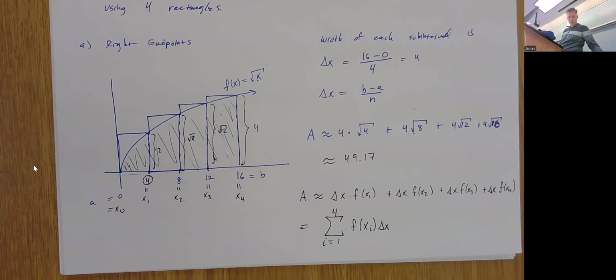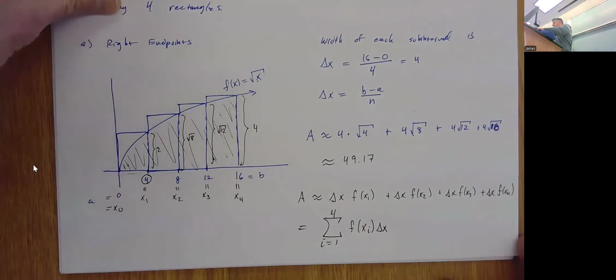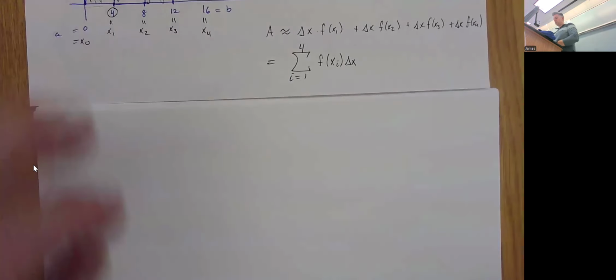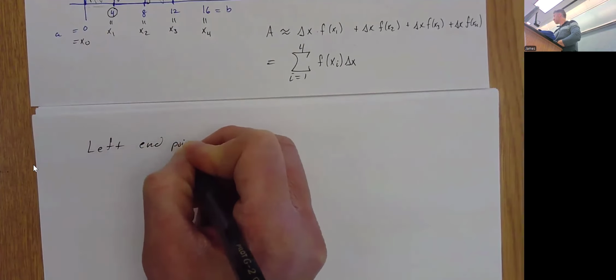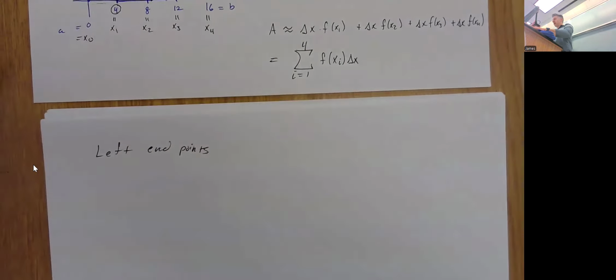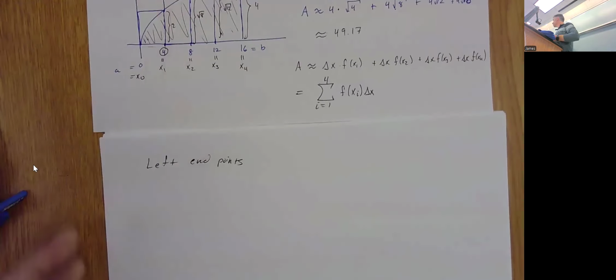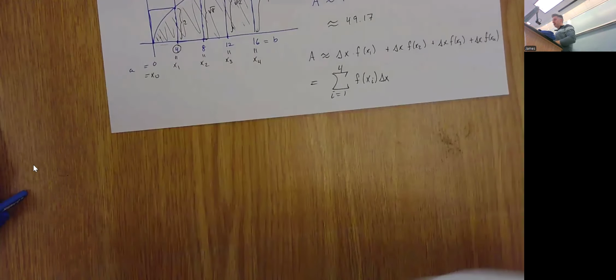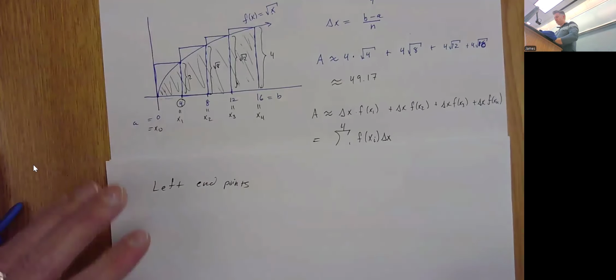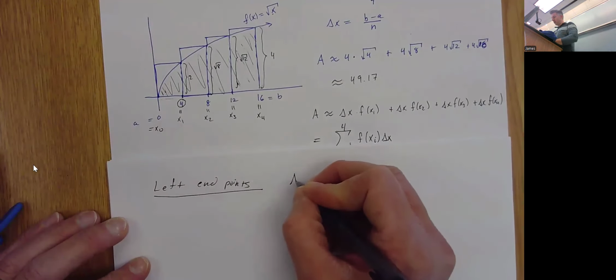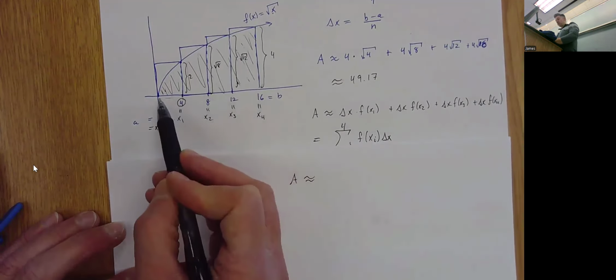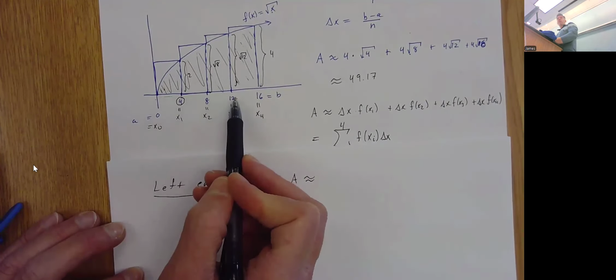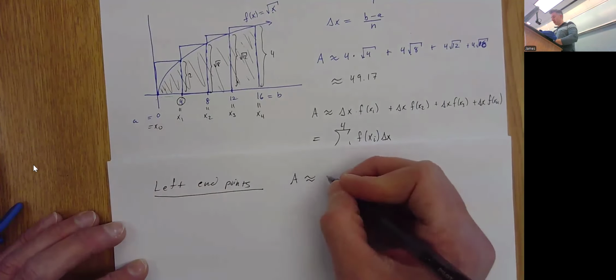And then we could do it using left endpoints. It gets a bit tedious. We'll try not to be too tedious with it. So if we're doing left endpoints, let me zoom back up. Let's see that picture there. So left endpoints, same idea. Our area approximation would be, well, now instead of using 4, 8, 12, and 16, we're going to use 0, 4, 8, and 12. So it's going to be approximately my base.